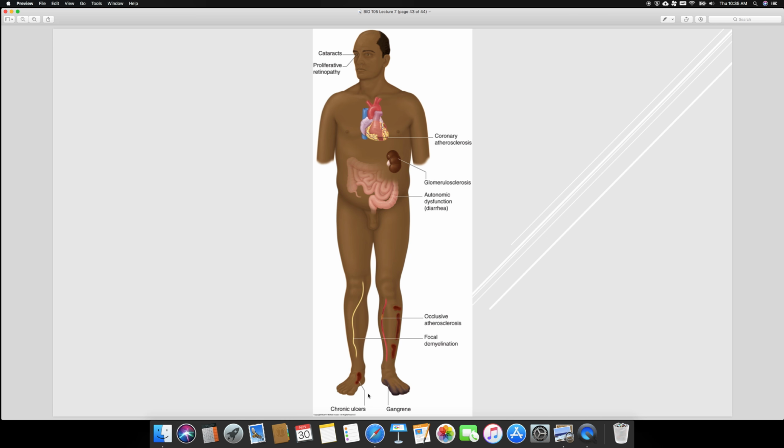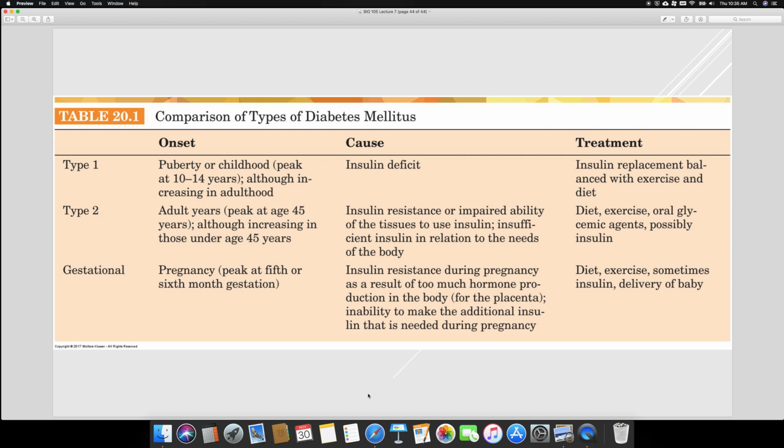Okay, and this is just showing some of the manifestations and complications of diabetes, and then comparisons of the types of diabetes mellitus. Okay, the big takeaway: type 1, these people do not produce insulin. They require exogenous insulin. And then type 2, most of these people are resistant to insulin, so adding excess insulin in most cases won't help, but diet and exercise in some cases can actually be curative, so that's a good place to start.